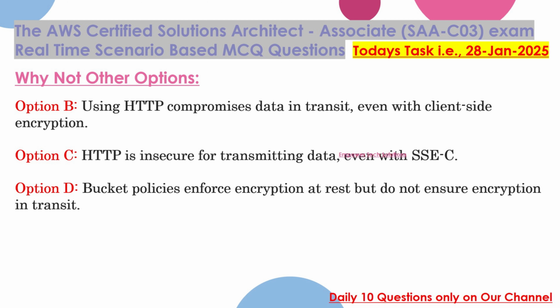Why not other options? Option B. Using HTTP compromises data in transit, even with client-side encryption. Option C. HTTP is insecure for transmitting data, even with SSE-C. Option D. Bucket policies enforce encryption at rest but do not ensure encryption in transit.